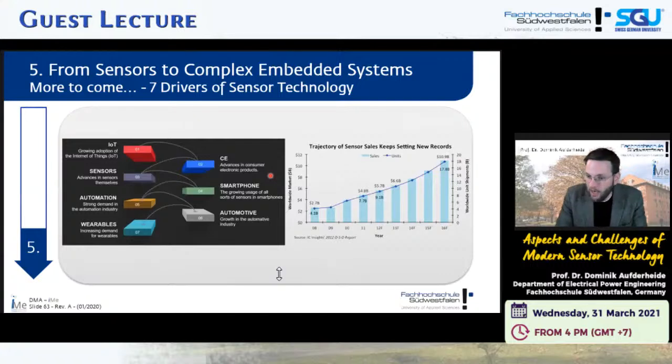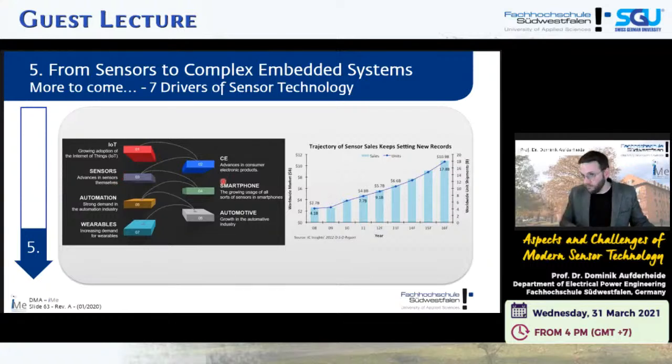What's more to come? I hope I was able to give you an overview of how important sensor technology is for the realization of complex systems. And I'm not talking about just my impression or my subjective thinking. It is also the case that when you look at the numbers, this is already true. And here, for example, we see seven drivers of sensor technology identified by analysts, where they say, okay, the growing adoption of the Internet of Things will skyrocket sales of sensors and will skyrocket development of new sensors. Consumer electronic products are becoming more and more important when it comes to the sensory point of view.